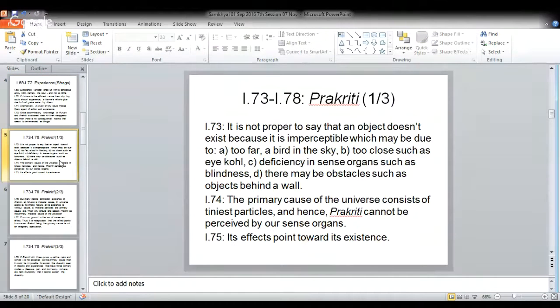Now, in the next three slides, I am looking at six statements from 73 to 78, and they are related to Prakriti, the nature of raw material cause out of which Ishwar has created the universe. So let's look at it.